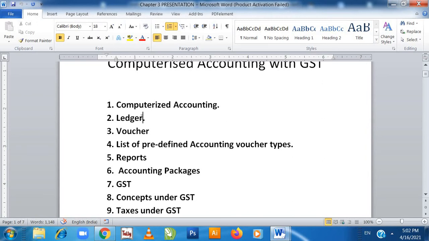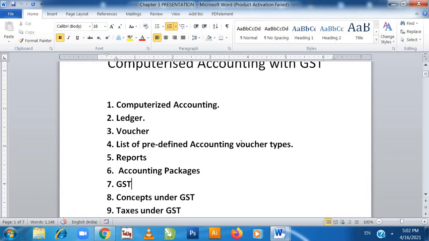After ledger the next step will be the vouchers. Now there are various other vouchers also that we'll understand by predefining all the accounting vouchers: receipt, payment, purchase, sale and so on. Then reports. Now in Tally various reports are being generated: GST reports, trial balance, profit and loss account, balance sheet and so on. Then accounting packages. Tally is one of the accounting packages. Besides Tally there are various other software such as GNU Khata, GNU Cash and so on.